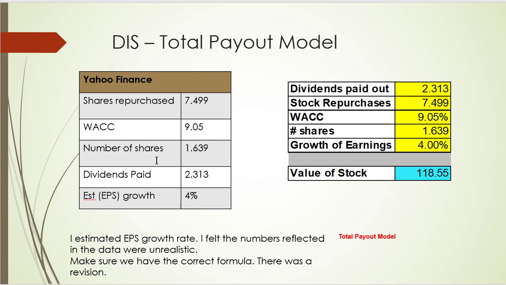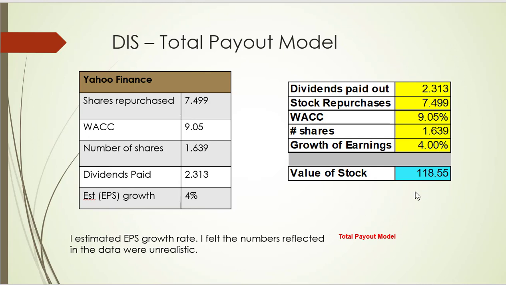But anyhow, we know the number of shares, dividends paid. In this case, the estimated earnings per share growth we're using is 4%. And again, the numbers here that were in the original data were somewhat unrealistic. We can kind of get rid of this because it has been changed, so we don't have to worry about that. So the numbers here reflect some changes that I made basically because of some unrealistic types of growth that they were talking about.